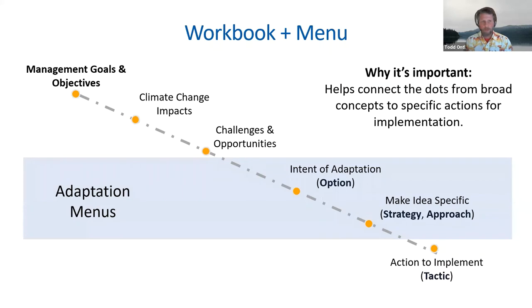And so using these two resources together, the workbook and the menus, that's part of a logical train of thought. It helps people connect the dots between what our goals are over here and what our actions are that we take, and really make our ideas more specific, connecting those ideas to the specific climate vulnerabilities or risks or challenges that we face, and essentially plan with intentionality what we plan on doing.